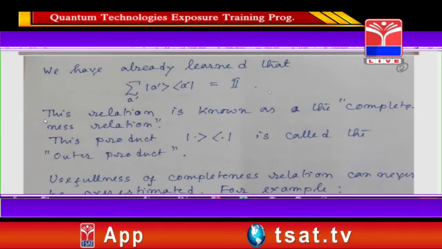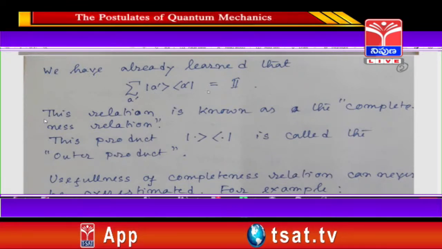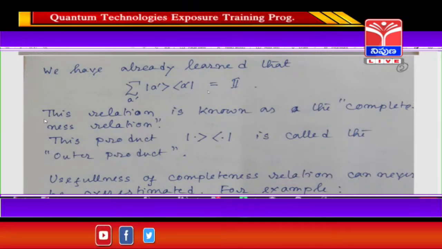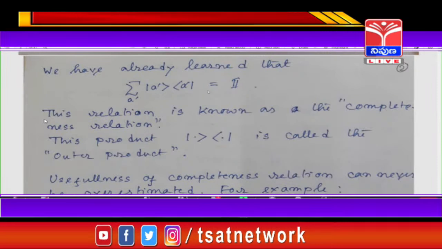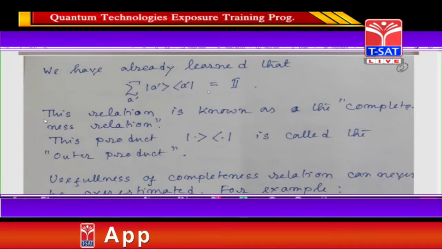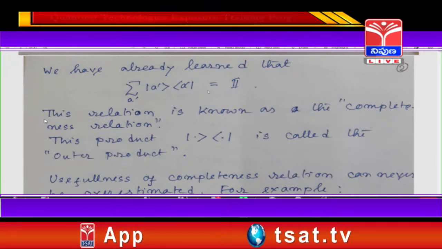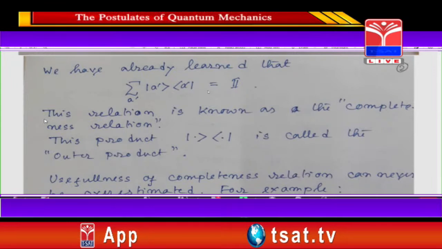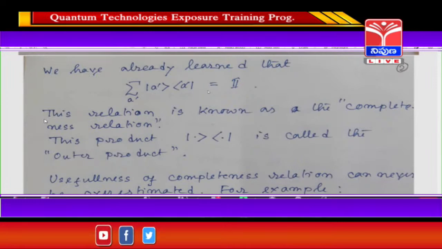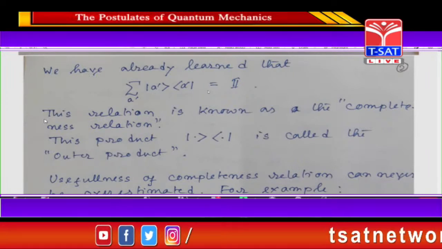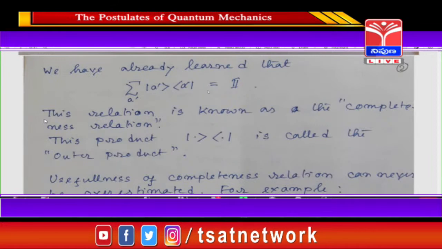If you sum over all the possible ket vectors, then you get identity. If you do not get identity from a set of orthonormal vectors, then we can readily understand that though they are a set of orthonormal vectors, they are not complete. This is the completeness condition. This relation is known as the completeness relation. This product is called the outer product.